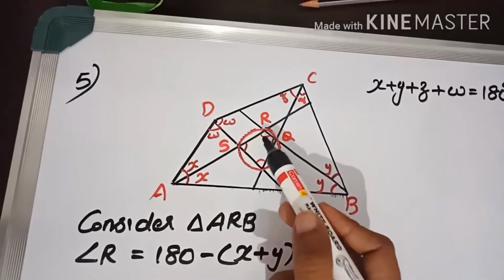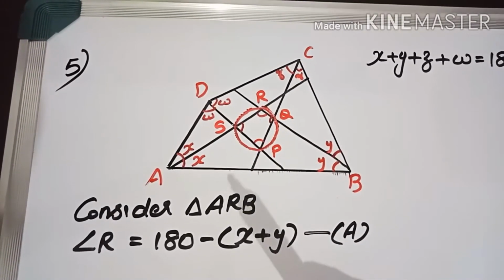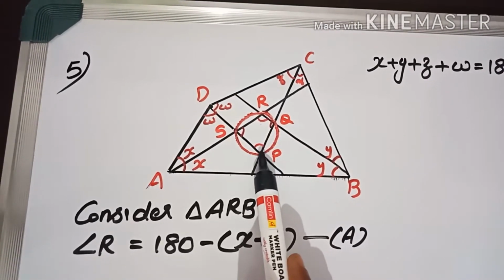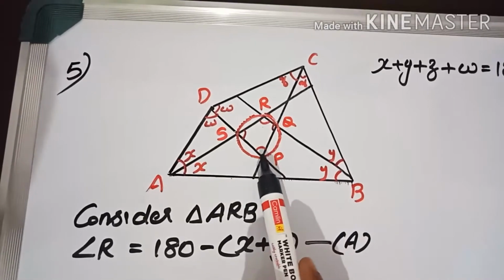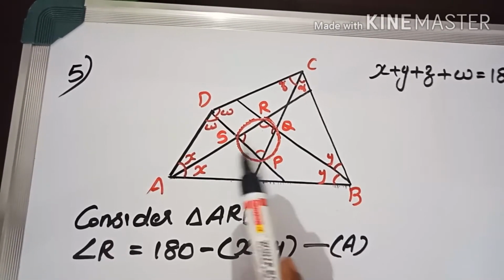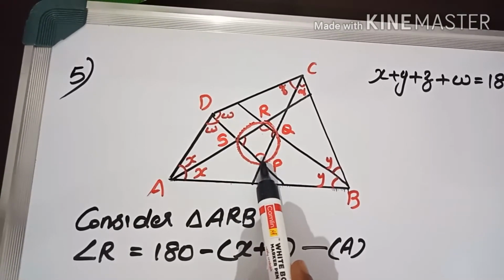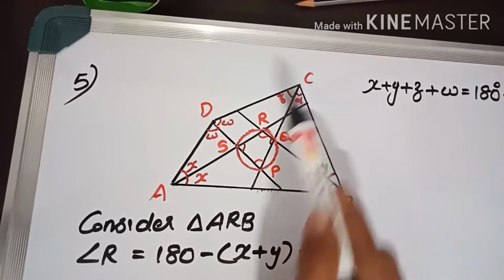Next, we need the opposite angle of R. Opposite angles must be supplementary for a cyclic quadrilateral. So if we consider angle R, we need to consider angle P also. The sum of these two must be 180 degrees. In order to find angle P, which angles can we consider, with at least two angles that we know? So here, for angle P, we can consider triangle DPC.